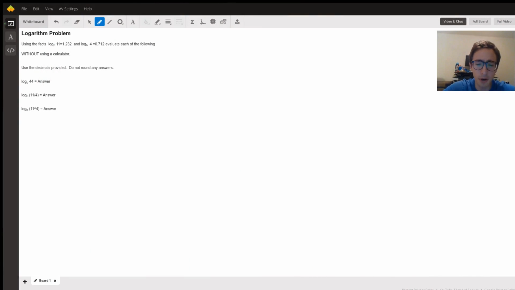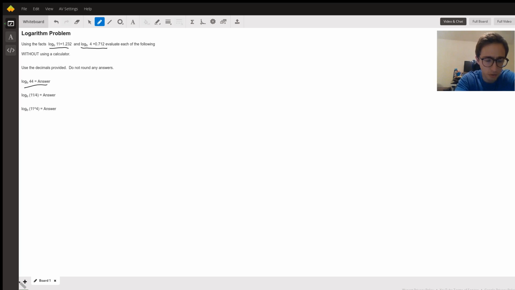Hi. So this problem is about logarithmic identities. The reason we don't need to use a calculator is because we're given these two values with a base of b for the log of 4 and the log of 11. So we can break these problems down, and I'm going to do that one by one. We have information about the log base b of 11 and the log base b of 4.